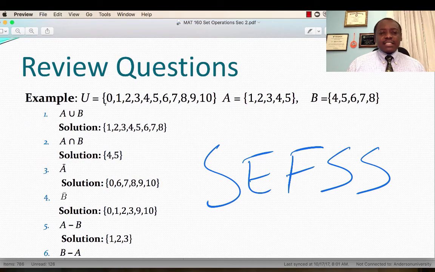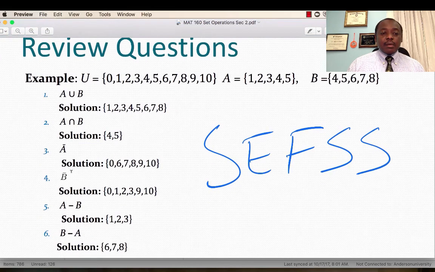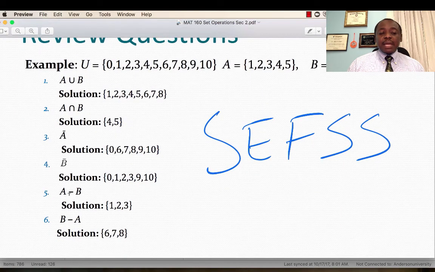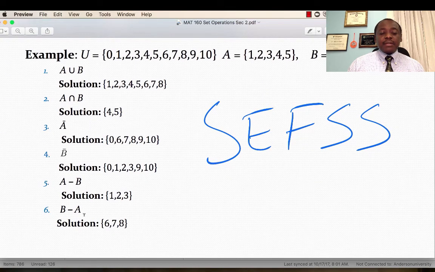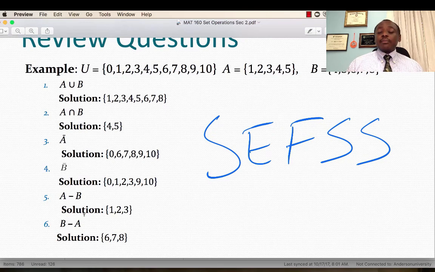If the universal set is the set from 0 to 10, and A is the set 1 to 5, B is the set 4, 5, 6, 7, 8, find A union B, A intersection B, A complement, B complement, A minus B, B minus A, and so on and so forth. And I'm going to leave those as SIFs, simple exercises for serious students. In this case, it will be simple exercises for serious students.